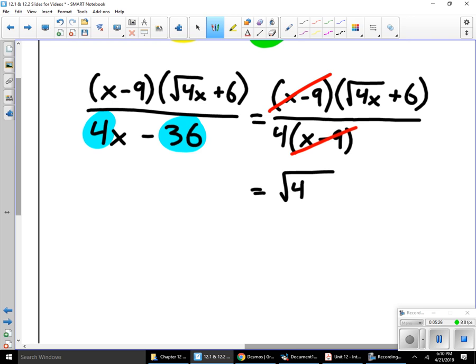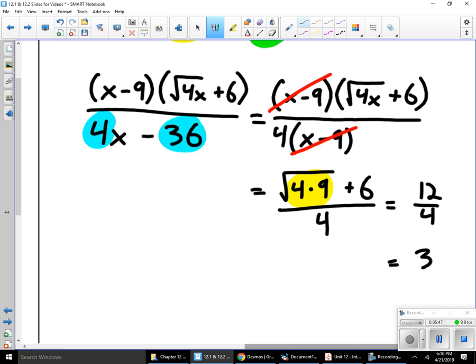We can do 4 times 9 plus 6 all over 4. So 4 times 9 is a 36. The square root of 36 is 6. 6 plus 6 is 12. And then 12 divided by 4 will just be 3. So there we have it. Got ourselves a nice limit.